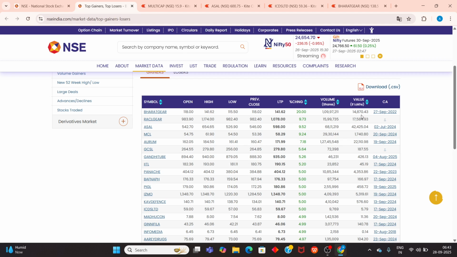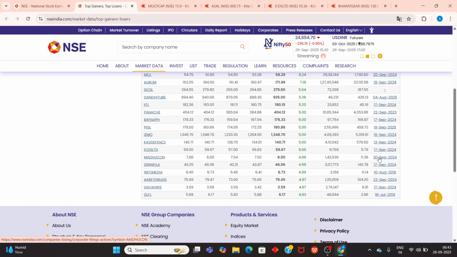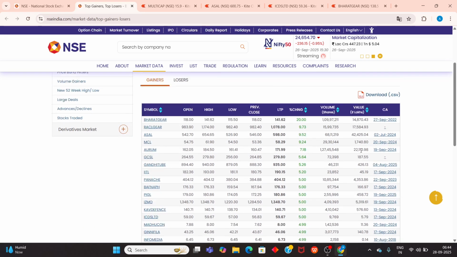Okay. So this is in the lakhs, like 14,870 lakhs, 17,584 lakhs. So these are in the lakhs. Always look for the stocks which are minimum above 1,000 lakhs. Okay, so you can see that there are stocks which are 187 lakhs, 45 lakhs, and 0.14, 5.79. So these are the stocks which you can avoid completely.